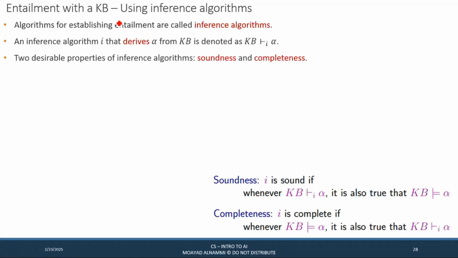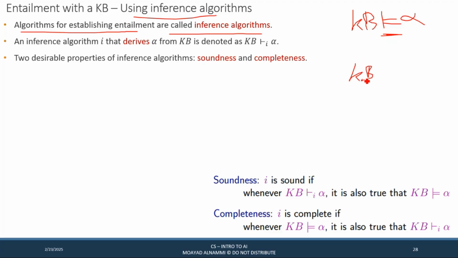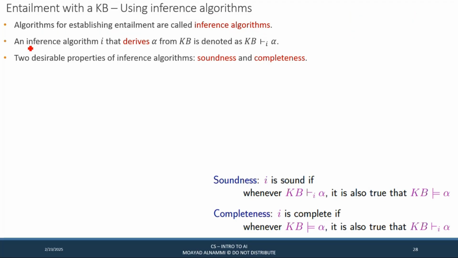So let us talk about inference algorithms. Algorithms for establishing entailment are called inference algorithms. So far what we've seen is the concept of KB entails alpha, which is the process of entailment. However, what we want to do is write algorithms that will do this process for us. So the algorithm will take in the KB and the alpha, and then it will answer this question, yes or no. We would say that an inference algorithm I derives alpha from the knowledge base, and we denote this process as KB derives alpha by the algorithm I.